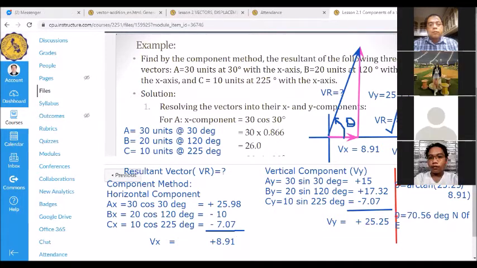Okay, this is a vector, so it is not in kilometers. It is just units. I'm really sorry. So this is in terms of units only.